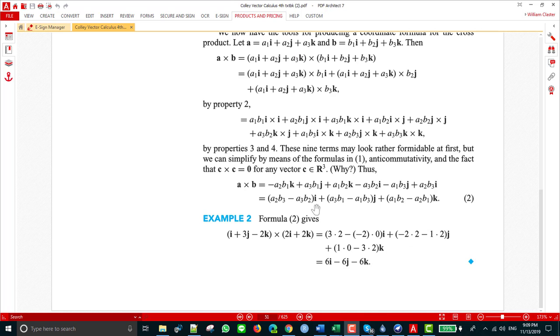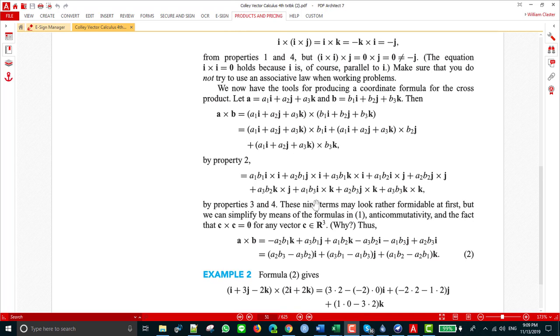So for I, one last thing to notice. The coefficient for I here is A1 and here is B1. Just remember that when we're doing I, the coefficients are sub 1 and sub 1. Coefficients for J are sub 2 and sub 2. Coefficients for K are sub 3 and sub 3, right? A sub 3 and B sub 3.